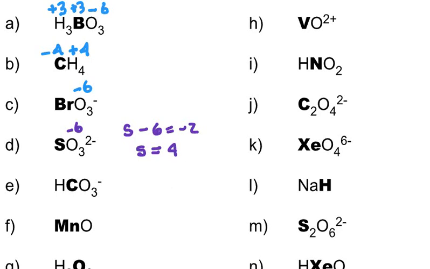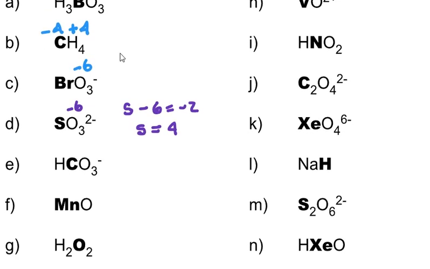Think you're getting it? I'll do the next 3, and I'll start to speed up when we do the second column. Hydrogen carbonate ion, minus 6 from the oxygens, minus 2 each, and there are 3 of them, plus 1 from our hydrogen, and we don't know what the carbon is. You could write 1 plus C minus 6 equals negative 1. You don't have to write an equation. A lot of people can do these in their heads, but in case you want a system, here's what the system would look like. 1 minus 6 is negative 5. Add 5 to each side. C equals 4.